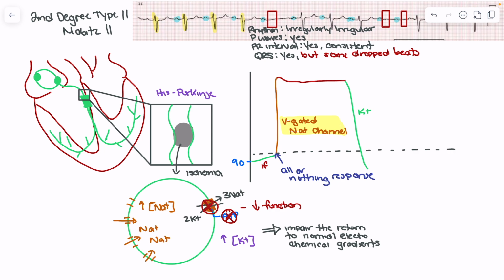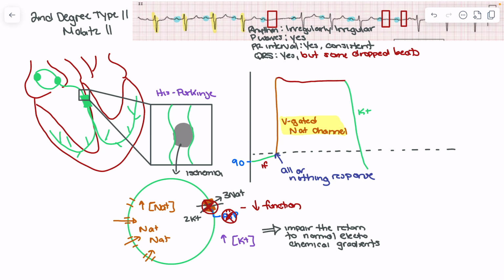So if we are not having this return to normal electrochemical gradient, and we cannot allow for this large movement of sodium into the cell, then we can get to a point where we do not reach that all or nothing response. What we see here is a little bit different than, say, the AV node, where every impulse leads to worse and worse refractory periods, and we just get slower and slower. That doesn't happen in the His-Purkinje system.